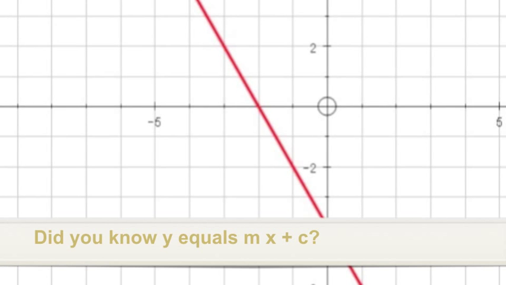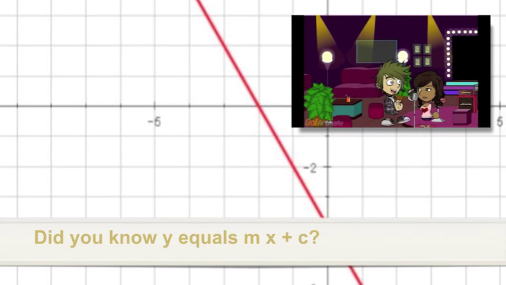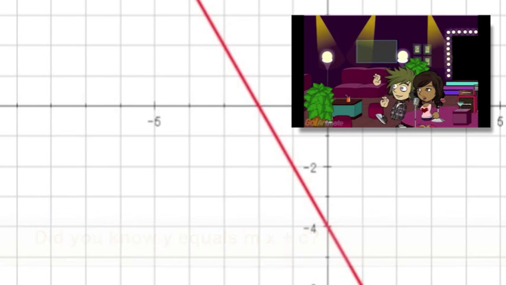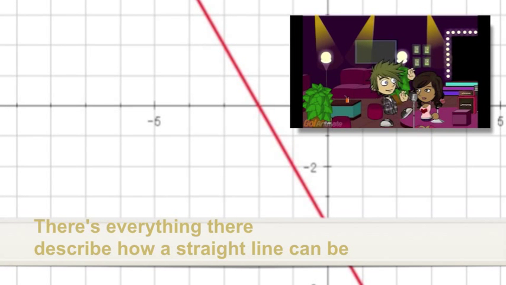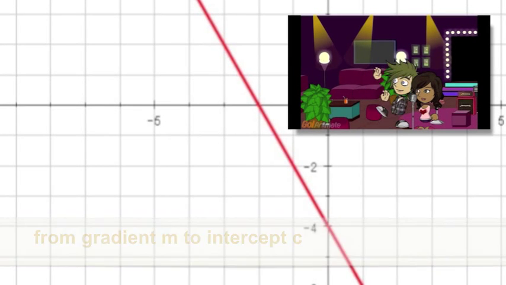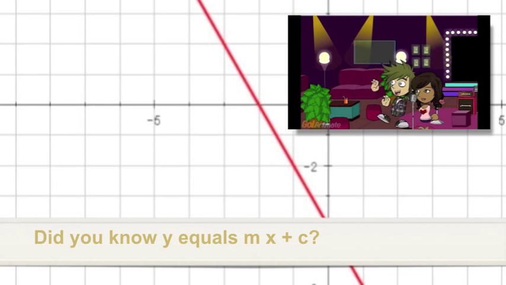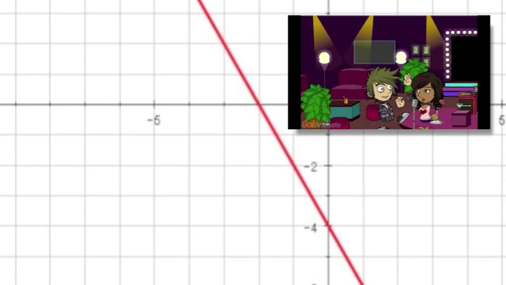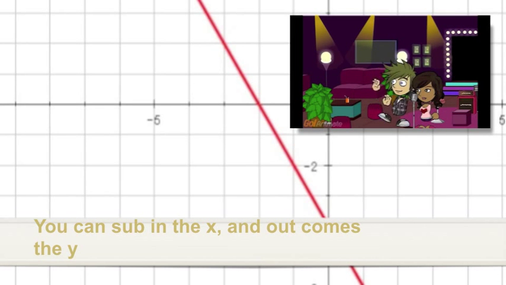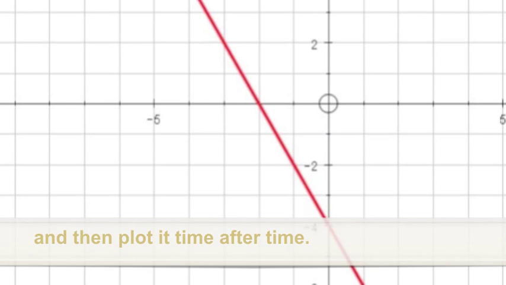Did you know y equals mx plus c? There's everything there, describe how a straight line can be, from gradient M to intercept C. Mx plus c, did you know y equals mx plus c? You can sub in the x and outcome for y, and then plot it time after time.